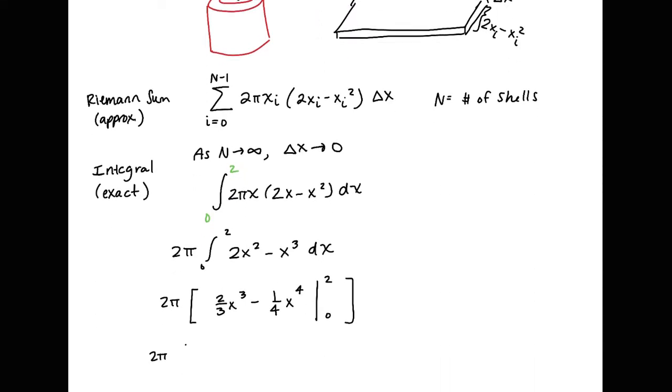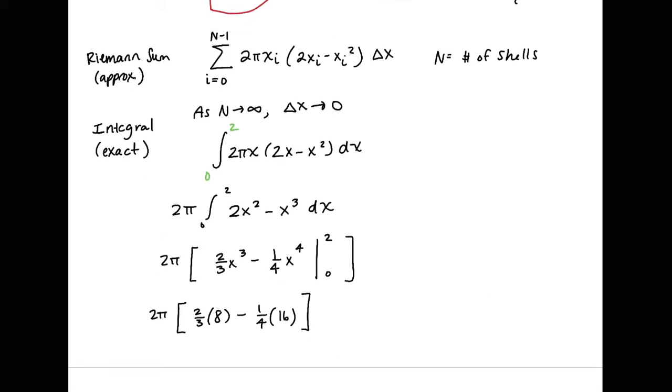So we get 2 pi times, okay, and I don't even need to plug in the 0 because both of those polynomials will go to 0. So it looks like we're getting 16 over 3 minus 4. And 2 pi times that. So this is going to be 2 pi times 4/3, so 8 pi thirds. There we go.